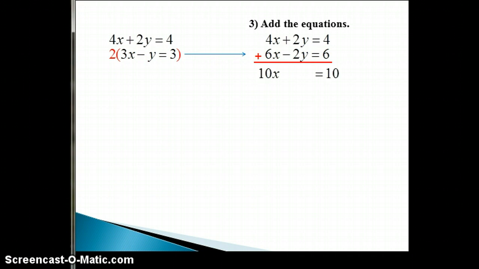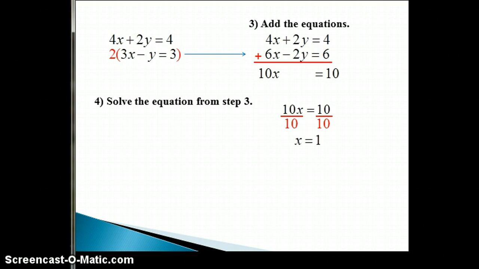Notice that the y's indeed are eliminated, leaving us with an equation with only x. Our next step is to solve this new equation, which we can do by dividing both sides by 10. Thus we see that x equals 1.